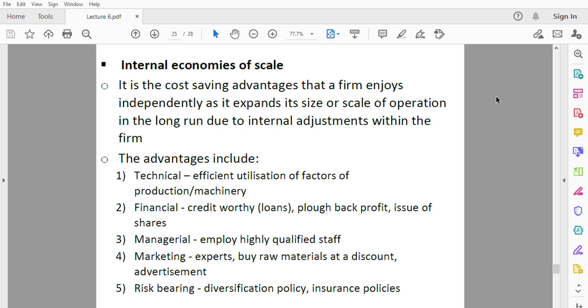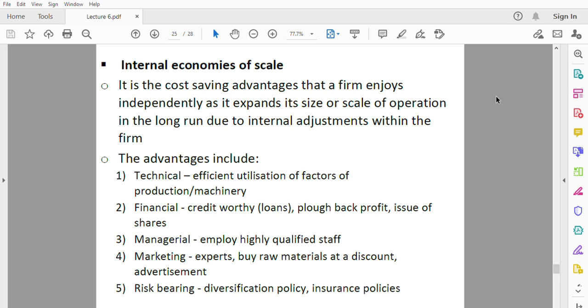And also, as you expand, you can issue shares. You issue shares for other investors to buy and invest their money into your business, which will make your capital base very strong. The next is managerial economies. As you expand, you'll be able to employ highly qualified staff. If you are not expanding, you are quite conservative about employing qualified staff because you cannot even pay them. But as you expand, you can employ highly qualified staff.